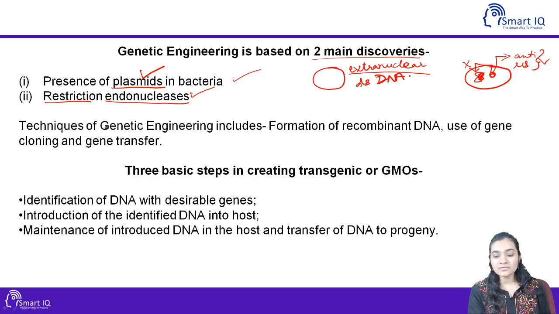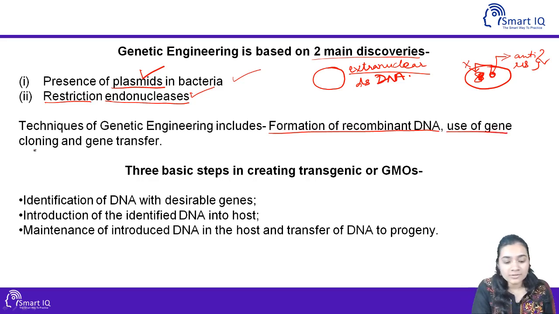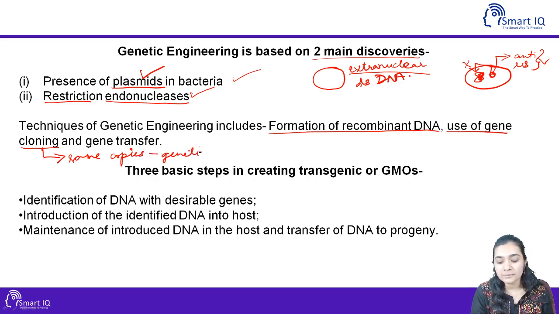Now, techniques of genetic engineering include formation of recombinant DNA. Obviously, as I was telling you, we are going to manipulate the genome of an organism in order for it to produce the desired products, and use of gene cloning. Now what is cloning? Cloning is actually producing the same copies. Okay, clones are genetically similar.